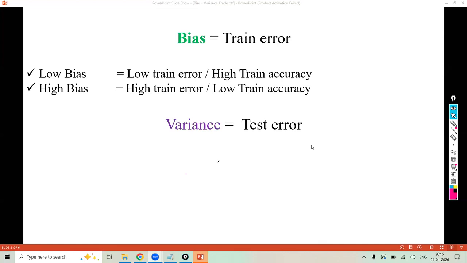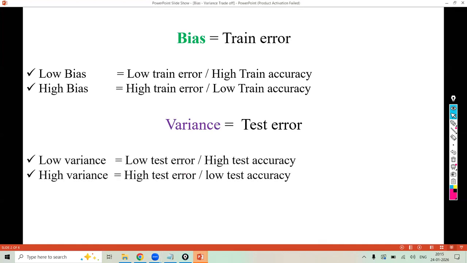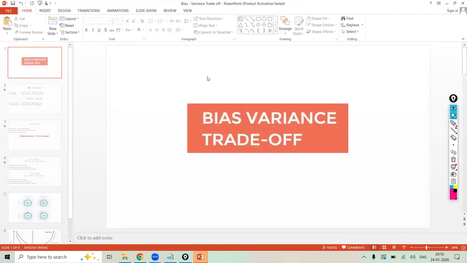And here, at the same time, we require low variance. So for test also we require low error only. So low variance, low bias. A good model should consist of low train error and, at the same time, low test error. That is called a good model. Or high train accuracy and high test accuracy. Keep the train word common. Low error means high accuracy. So this is for regression projects.